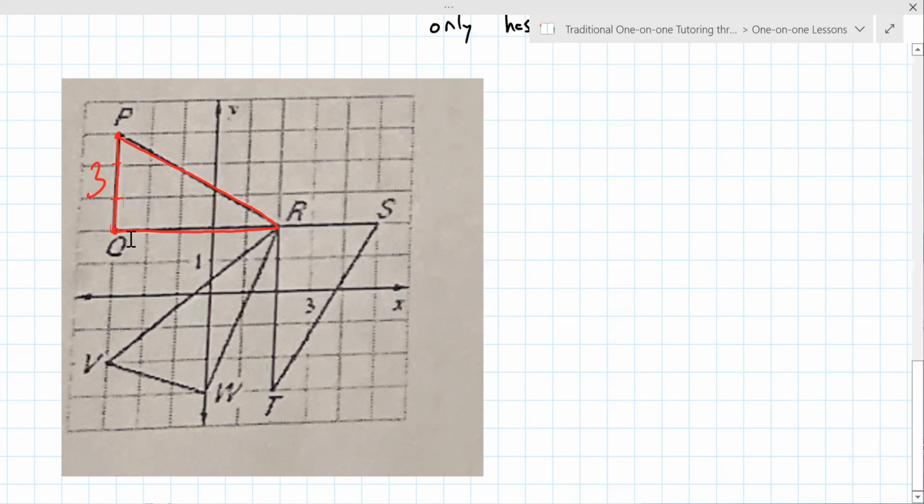Try again. 1, 2, 3, 4, 5. Yep. Okay. All right, now we have to look at the other triangles and see if they have the same thing.